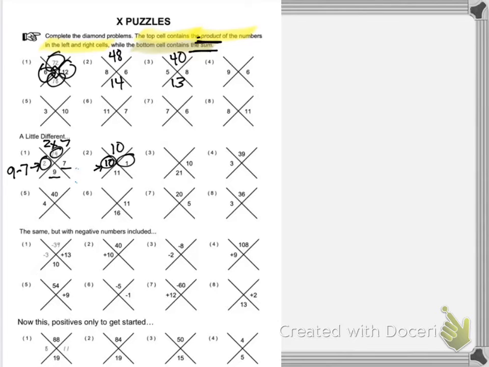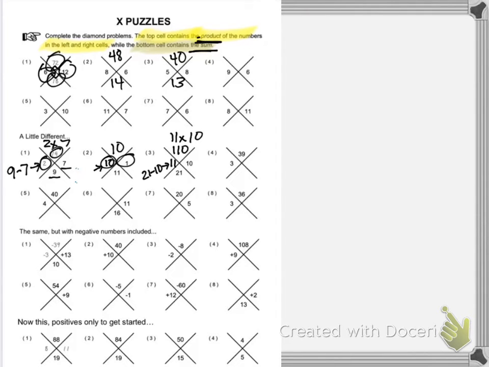Let's do one more. So 21 is the bottom number. The left number is going to be a number plus 10 that gives me 21. Let's see, 21 minus 10. That's going to give me 11. 11 times 10 is 110. And remember, this is 11 times 10.